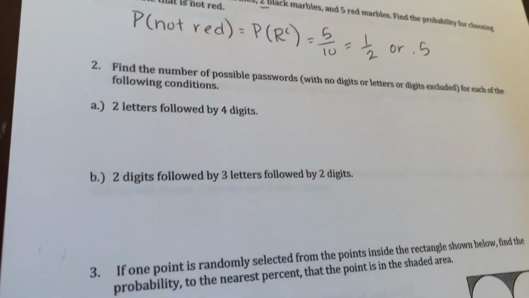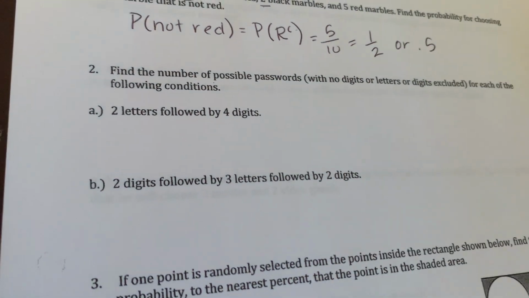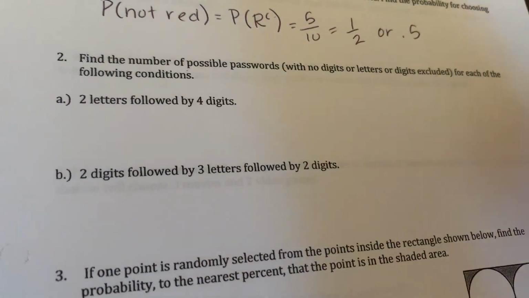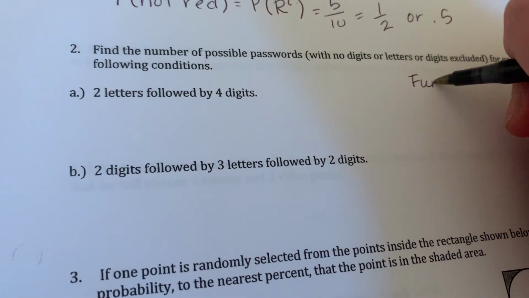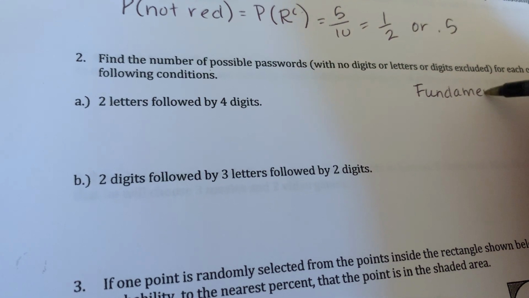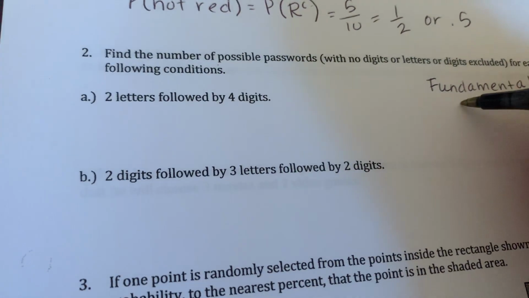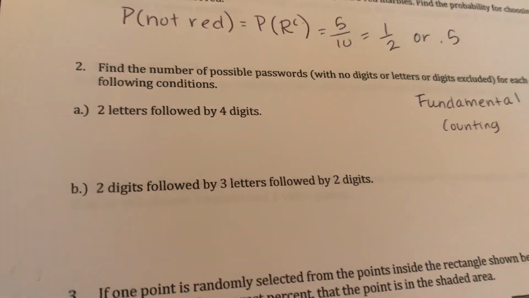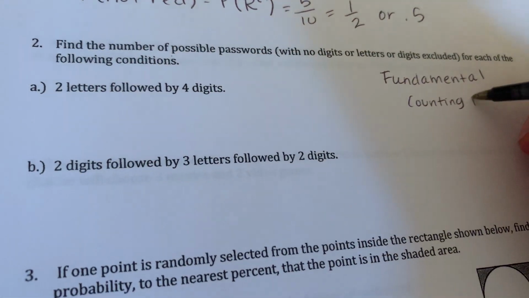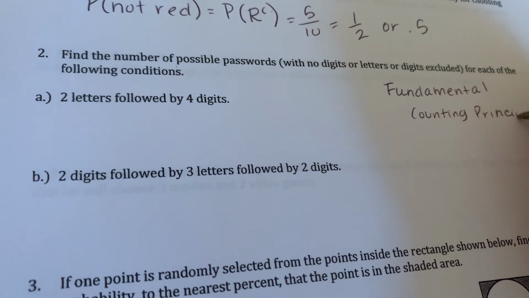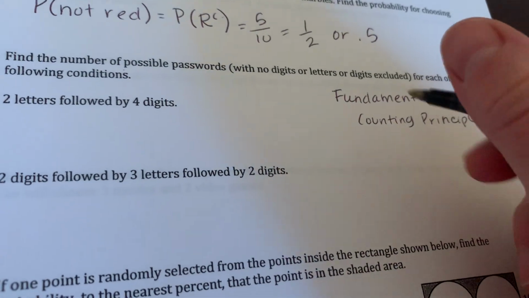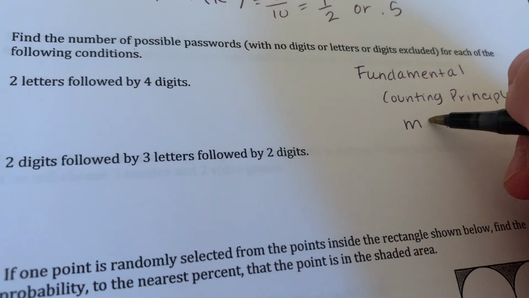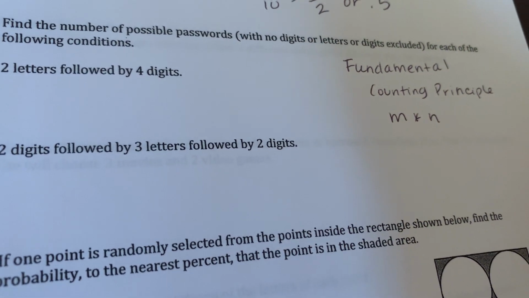The next one is about the number of possible passwords. So there is what's called the fundamental counting principle. Sorry, my battery hit. What that says is if you have m ways to do something, and then you have n ways to do something else, you have m times n ways overall.